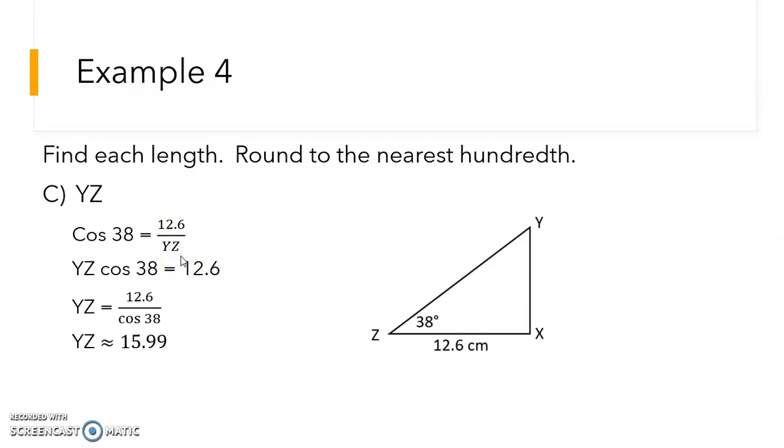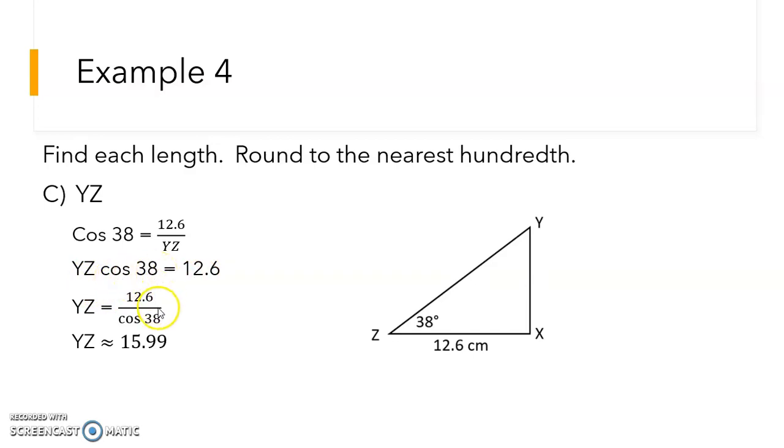Okay, so now I need to solve for YZ, and that's in the denominator again. So I'm going to multiply on both sides of my equation by YZ to get it out of the denominator. So I get YZ times the cosine of 38 equals 12.6. Then to finish solving for YZ, I'm going to divide by the cosine of 38.